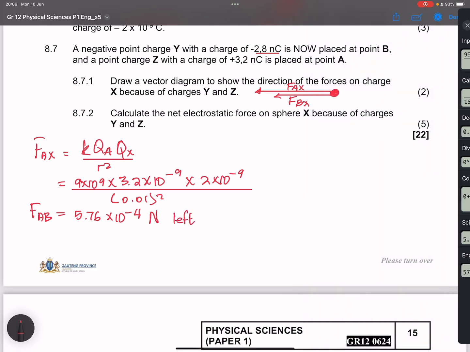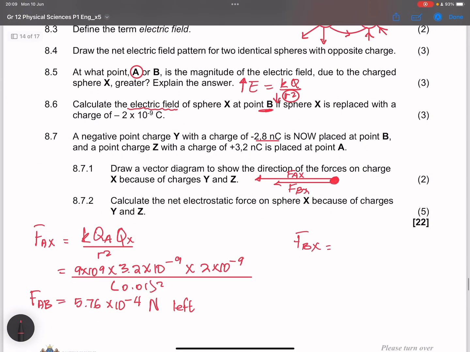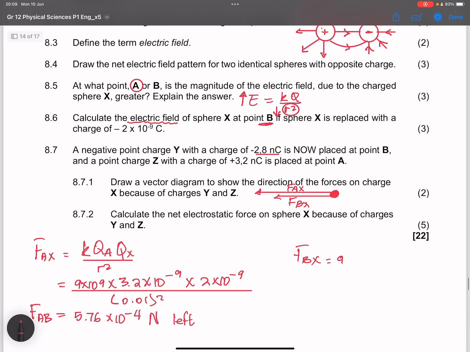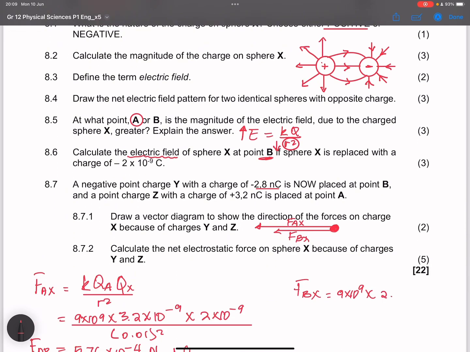So now I need to find out what is the force of B on X. Again, we're going to do the very same thing. So I'm just going to substitute the values there. So this would be 9 times 10 to the 9. The charge of point B, that's 2.8. And please note that you do not need to substitute the signs. Okay, and we know that X is 2 nanocoulombs. And the distance between B and X, we said this was 0.03.